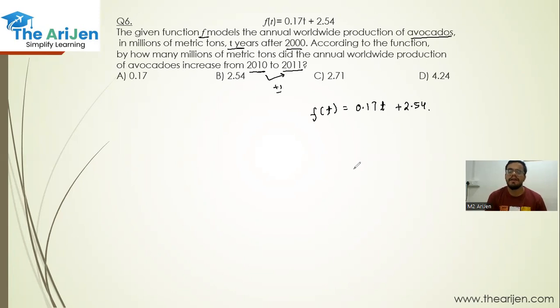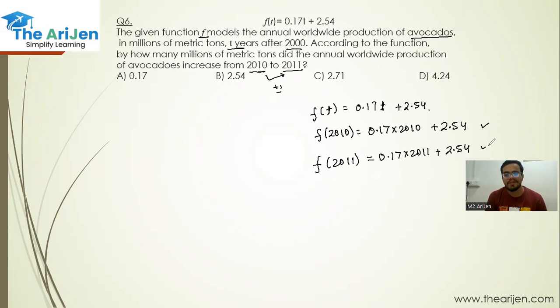See, now let's put those values, right? So if you want to find the value of the function in the year 2010, simply put this, plus 2.5. Next is f of 2011, 0.17 times 2011 plus 2.5. Calculate this value, again calculate this and subtract it. But I think there is no need of doing that. Why? See, because we are changing the value of t by a unit, right?